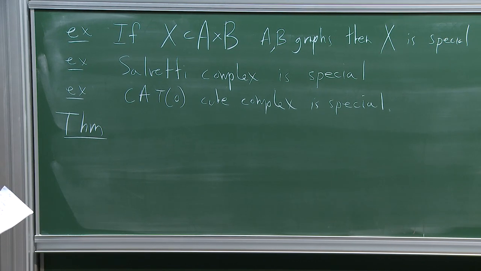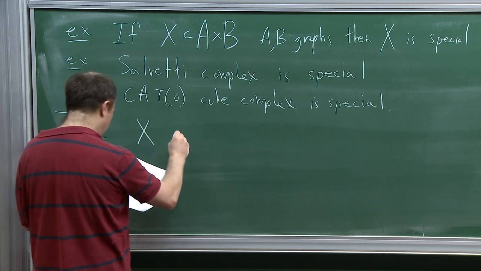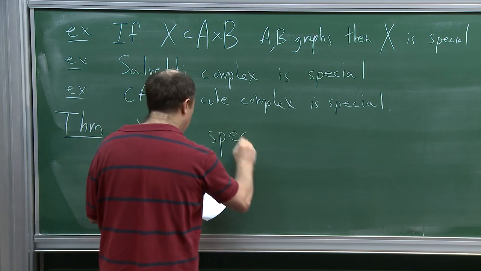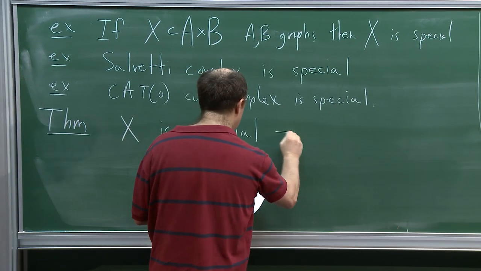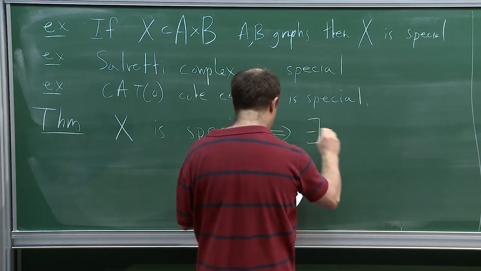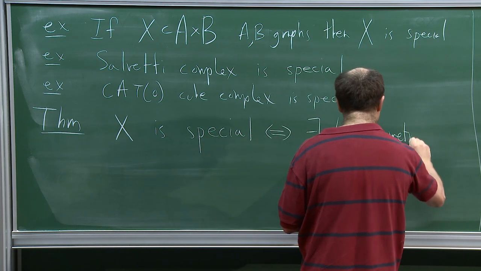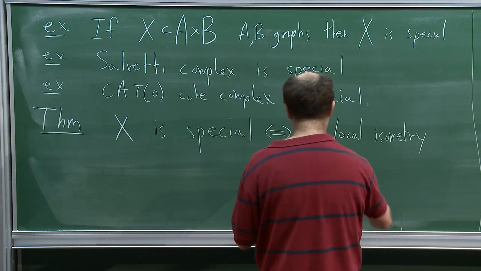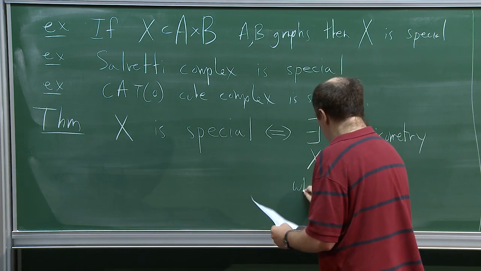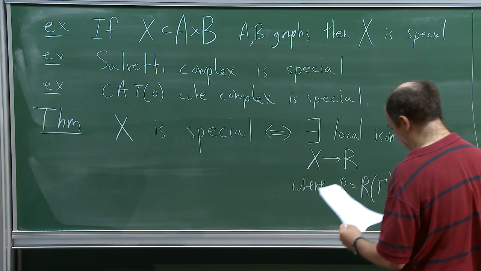We cooked up the notion of a special cube complex for a different purpose, but fairly quickly we found the following, and that purpose I will tell you about in a little while. It will be our focal point. We found the following, that a cube complex is special if and only if there exists a local isometry from X to R, where R is a Salvetti complex.